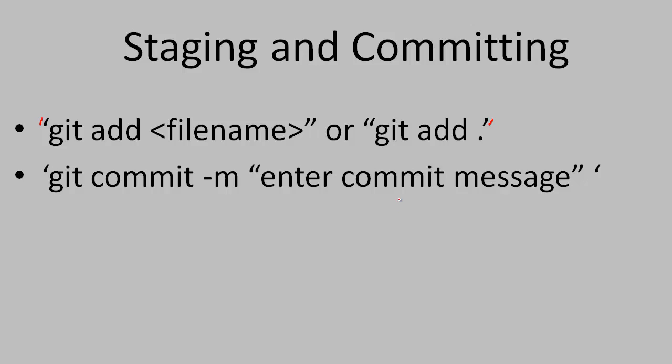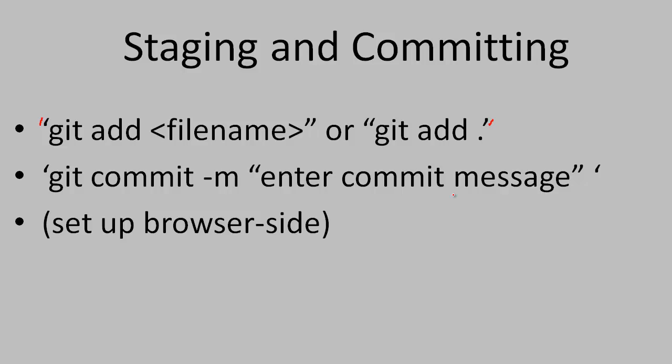Git commit. Remember that we have to put in a commit message or it won't let us do the commit. So -m, and then in quotations, a succinct yet detailed commit message.